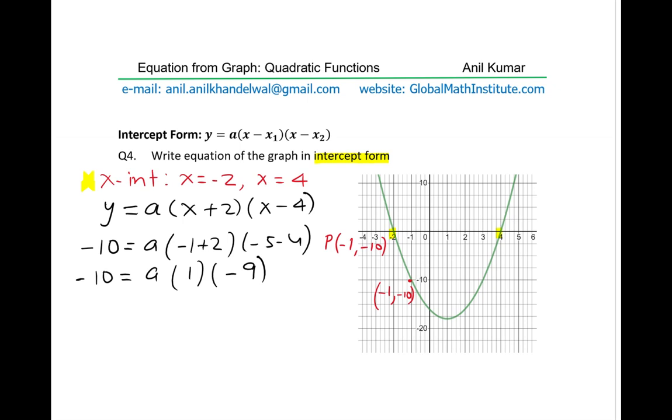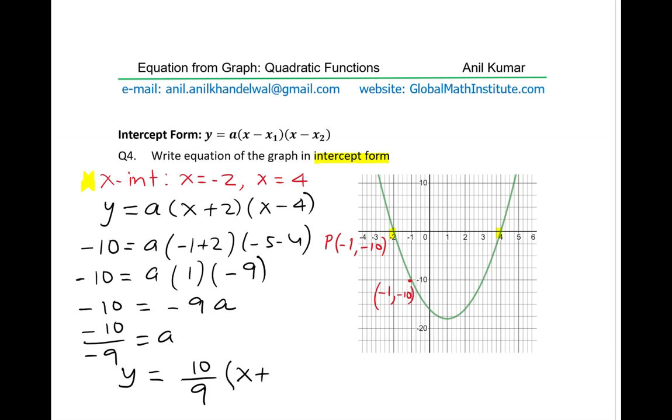Now when you multiply, what you get here is -9. So we get -10 equals -9a, or -10 divided by -9 is the value of a. So a is very close to 1, not 1, but very close to 1. And we can write down this equation as y equals 10 over 9. So minus minus cancel, you get 10 over 9, x plus 2 times x minus 4, correct? This is 10 over 9.